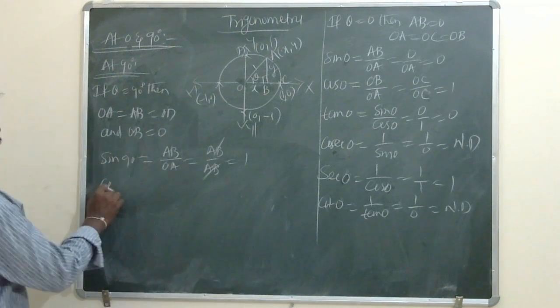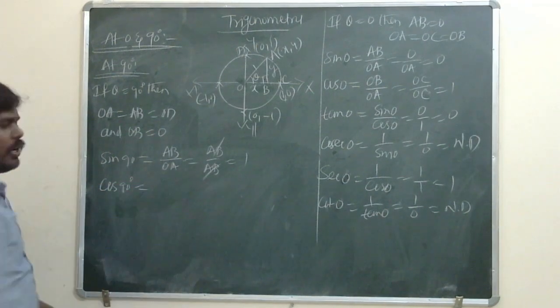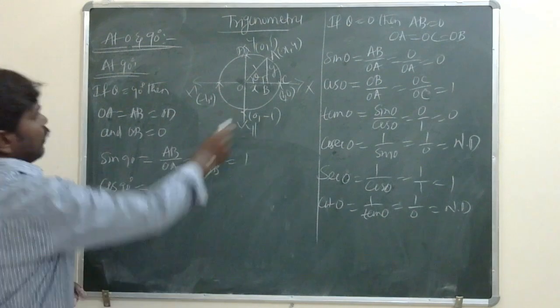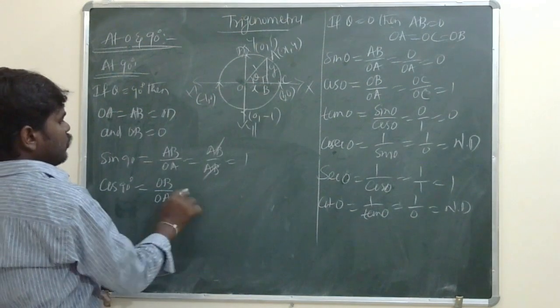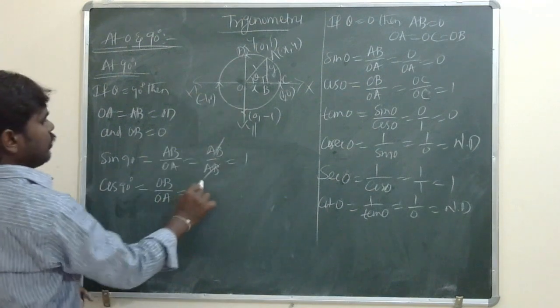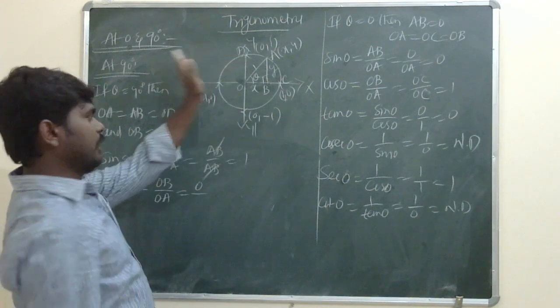Next, cos 90. So cos 90 degrees means here what? Cos theta OB by hypotenuse OA. OB value is equal to 0 when you are changing theta to y-axis.